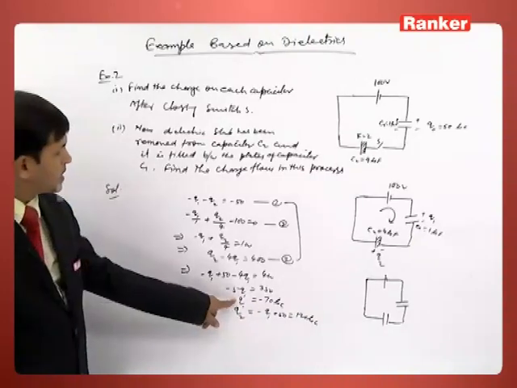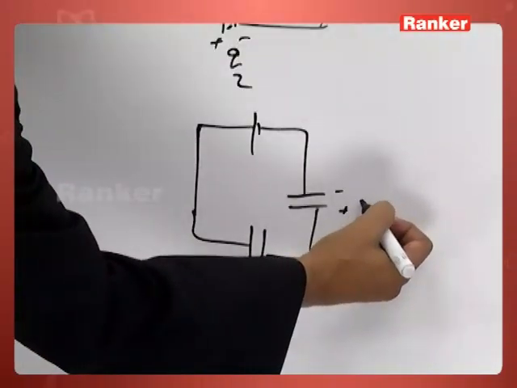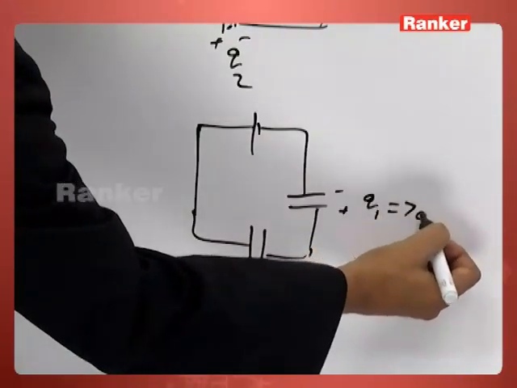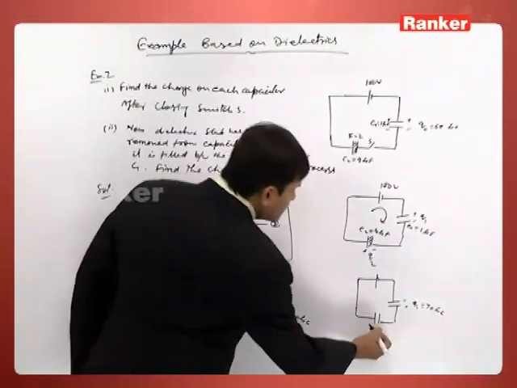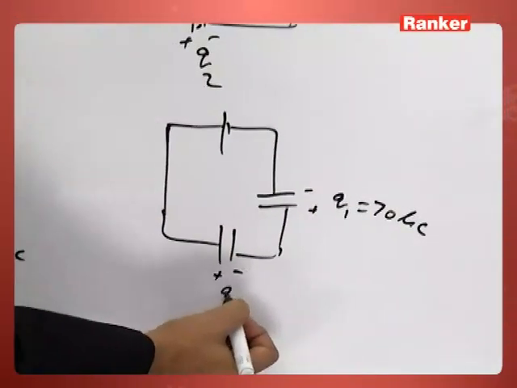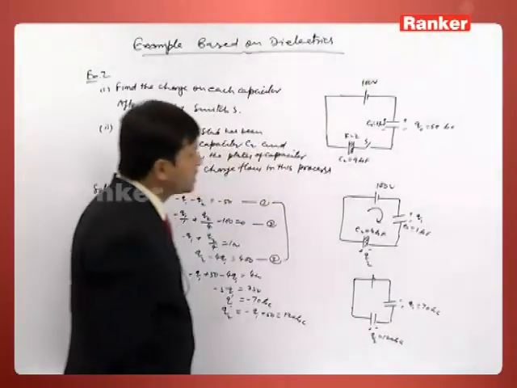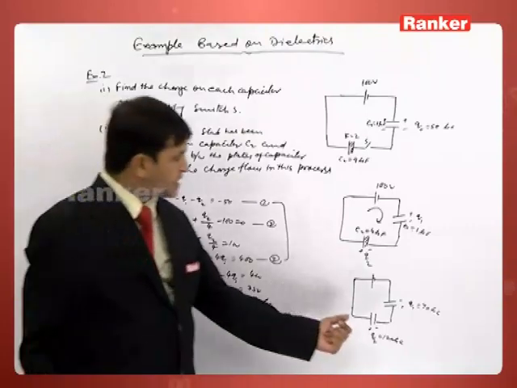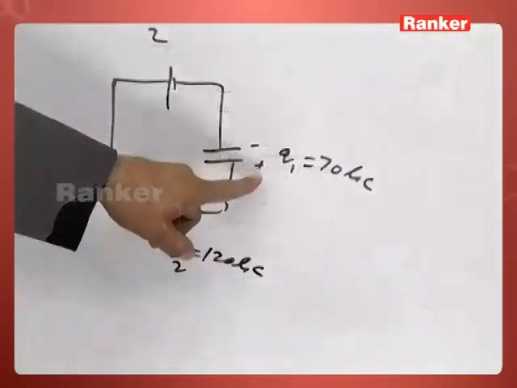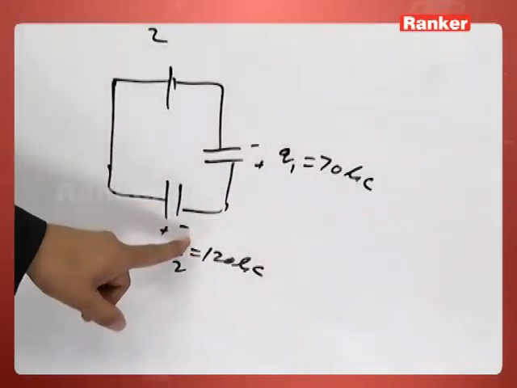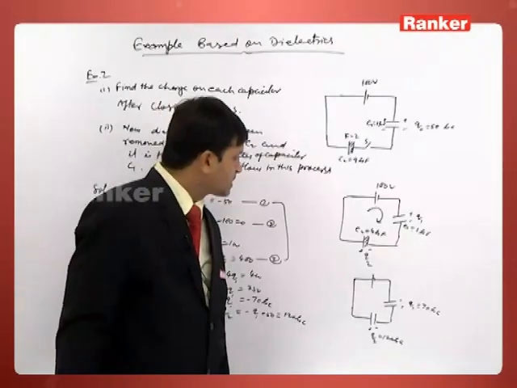As shown here, Q1 is negative, it means this plate is positive and this negative, and that charge value is 70 microcoulomb, and the Q2 value is 120, this is minus, this is plus, Q2 is 120 microcoulomb. And we can check it by using conservation of charge. Here minus 50 is there, here plus 70 and minus 120. Total charge in these two plates here is minus 50.